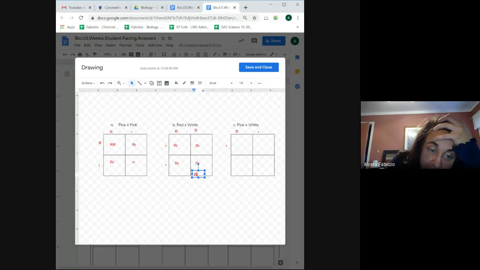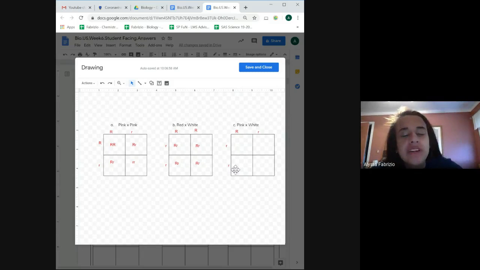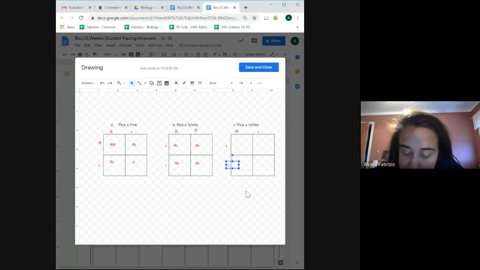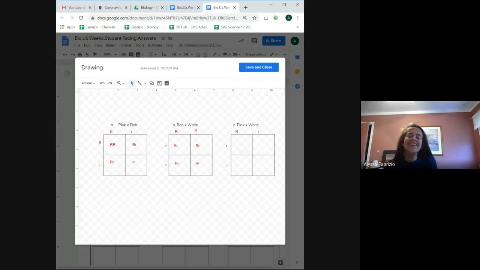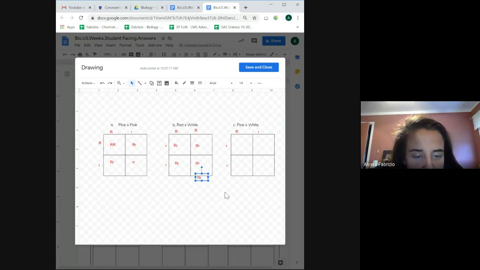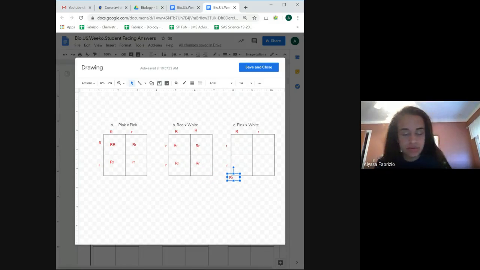Mike, do you remember what the lowercase letters represent? They're not dominant. The dominant ones are the capitals. Very good. So do you remember the word for something that's not dominant? No, I don't remember. I'm tired. That's fair. Jose, do you remember what the not dominant letters represent or what they are called? Recessive, right? Very good. Recessive.